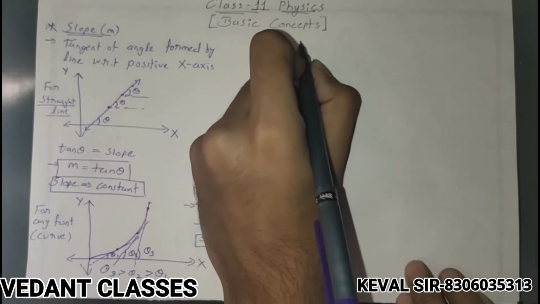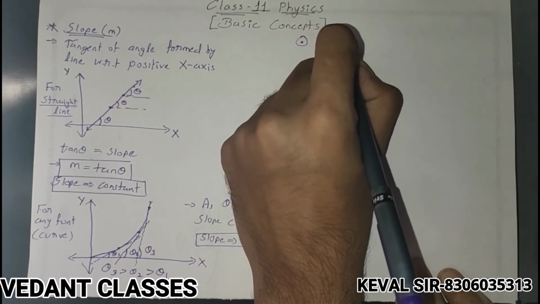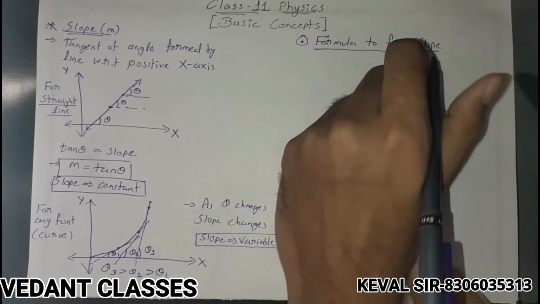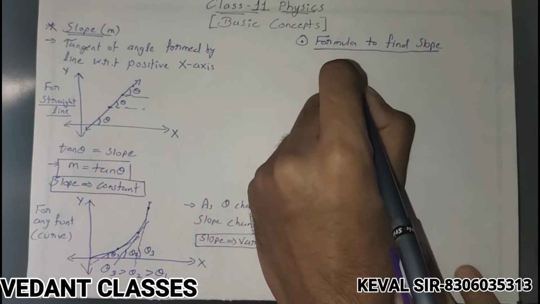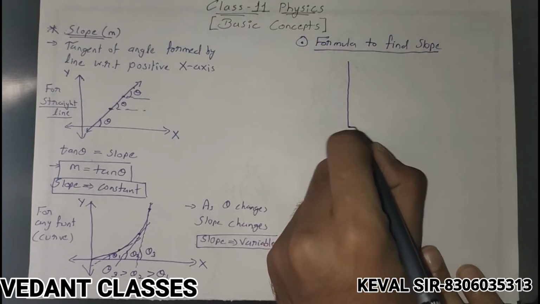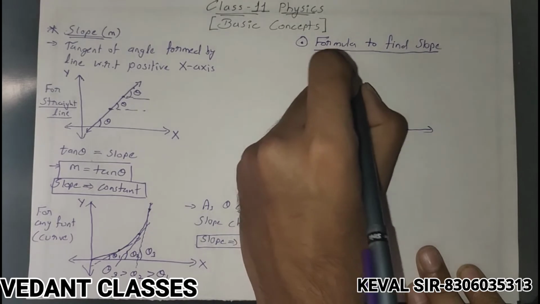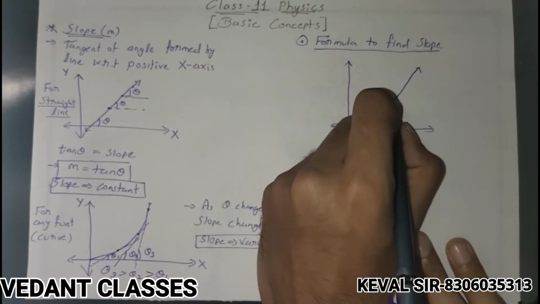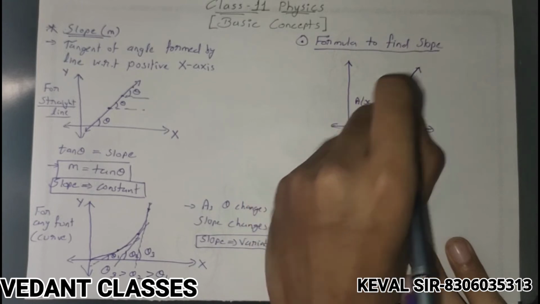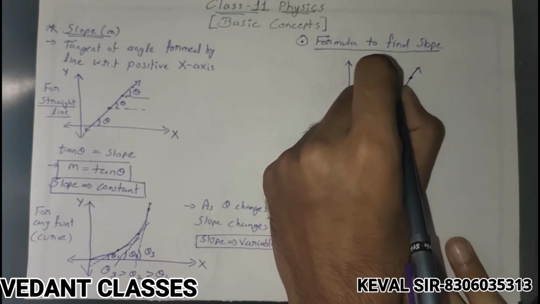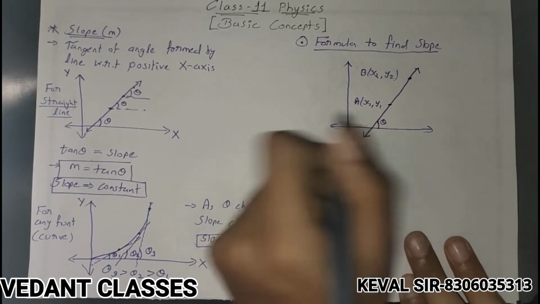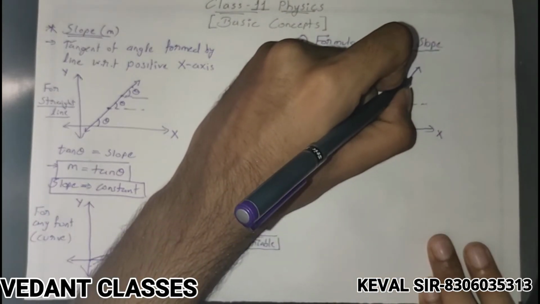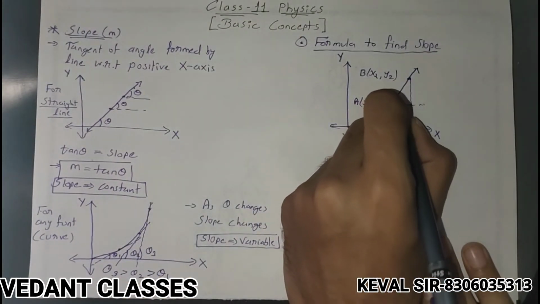Now let's see the formula to find a slope. Using basic coordinate geometry, you can easily find out the formula for the slope. Let's consider a graph. Let's say here we are having a line. Consider a point A whose coordinates are x1, y1, and here point B whose coordinates are x2, y2. Let's make this line making angle theta with the positive x-axis. Now just take out the projections, so you get a triangle over here. So this angle will also be theta.